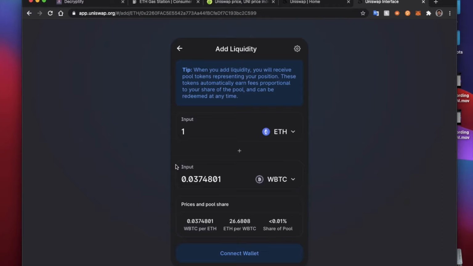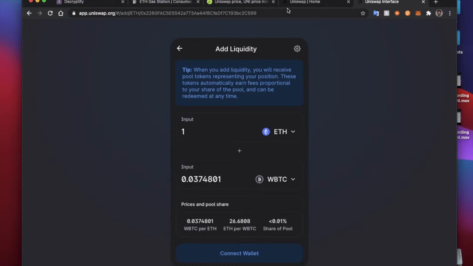Because of the nature of how these markets work, if any one of these assets goes up or down, your position in them will change depending on the way the market leans. So if more people are buying Ethereum and they're selling their wrapped Bitcoin into your liquidity pool, you're going to end up having more Bitcoin than Ethereum than when you started. And vice versa, if more people are buying Bitcoin and selling their ETH, you're going to end up having more ETH in your liquidity pool.